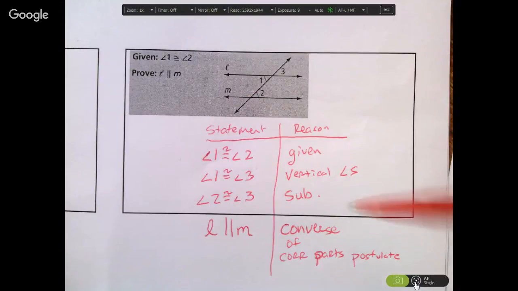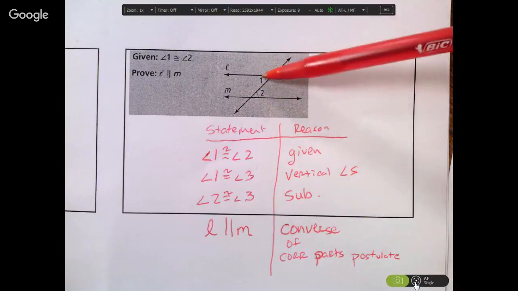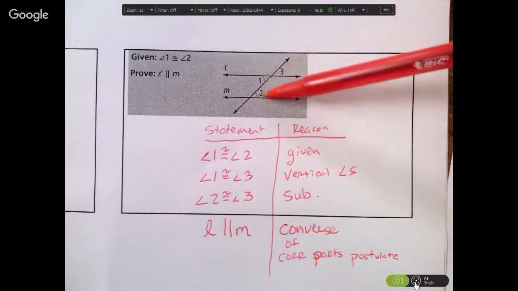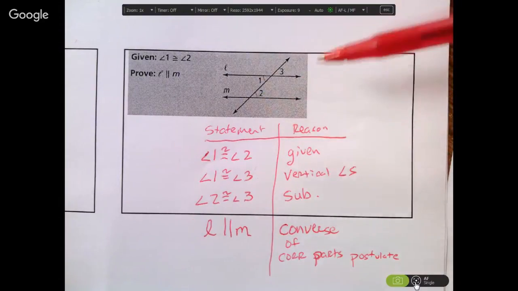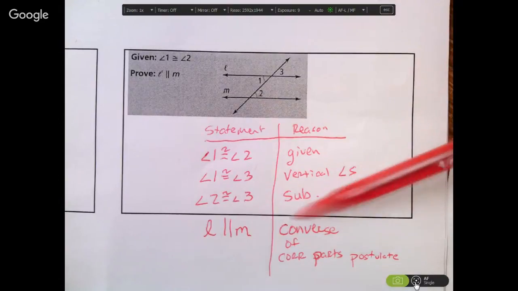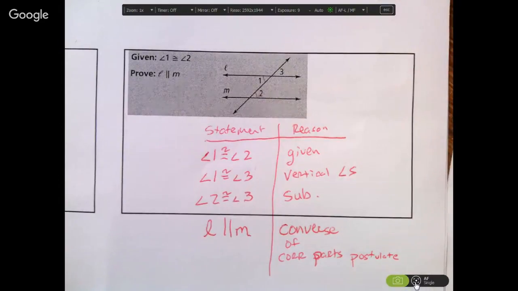And honestly, we could have just said, if angle 1 is congruent to angle 2, right off the bat, then we could probably have said that these are parallel because of alternate interior angles. Okay, the textbook has us do this extra step. It doesn't make it wrong, it just makes it different.